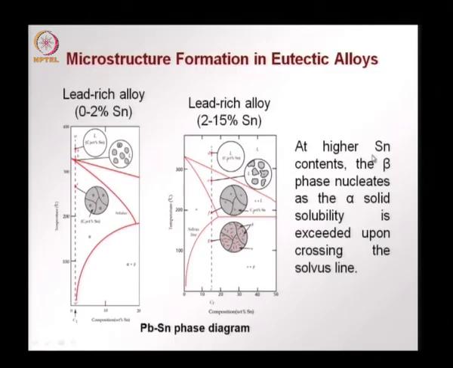So, at higher tin contents, the beta phase nucleates as the alpha solid solubility is exceeded. We cross the solvus line. So, that means we have exceeded the solubility of tin in lead, and the beta phase forms within the alpha phase.